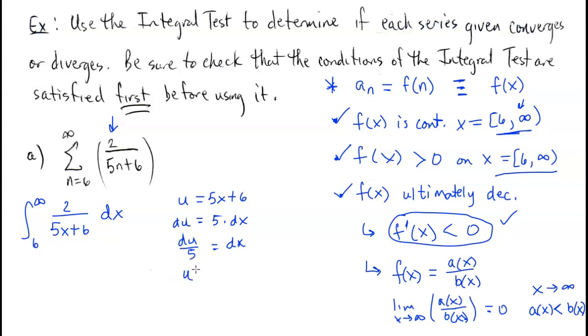I'll go ahead and also do this as well. We'll say that u of 6 is going to be 5 times 6 plus 6, which is 36. And we know that u of infinity still is going to be infinity. Okay.